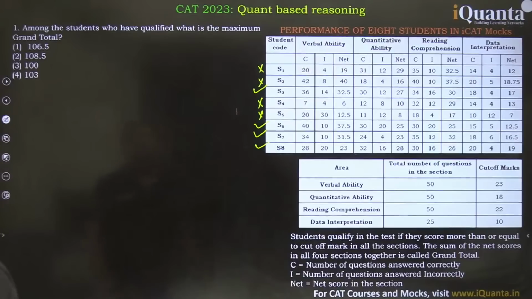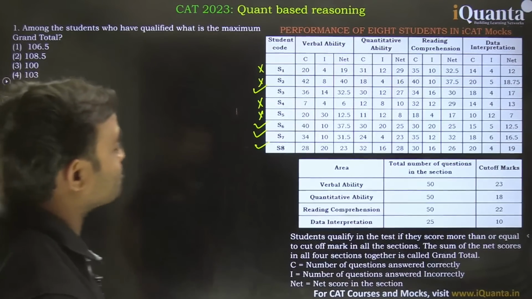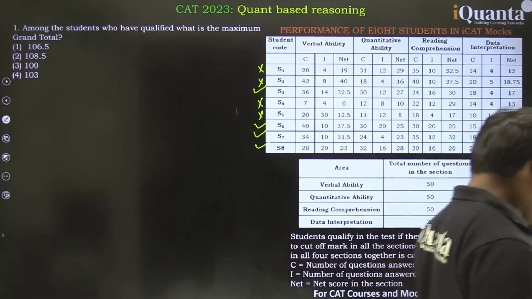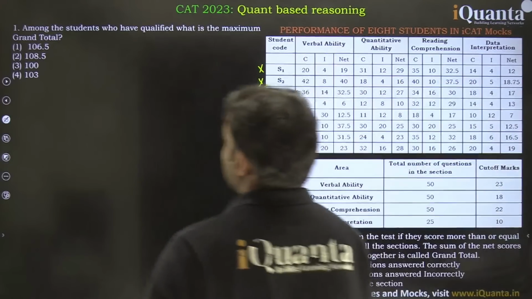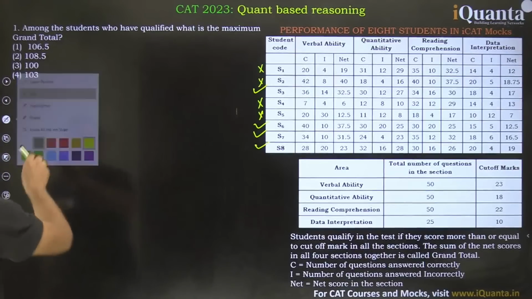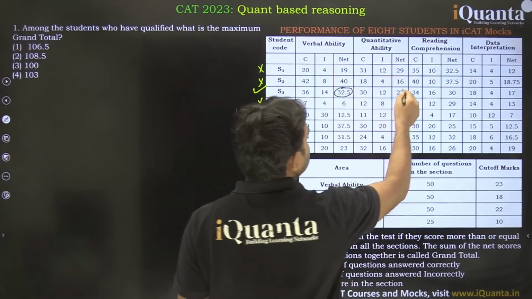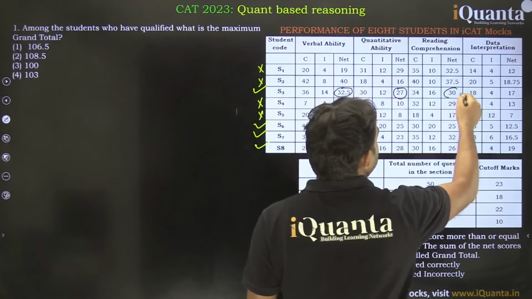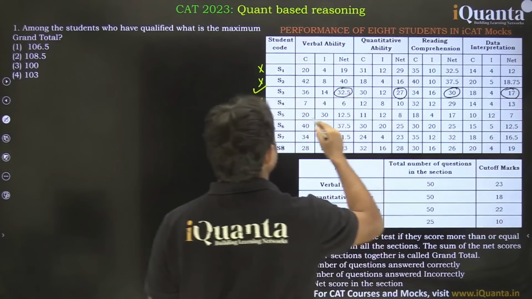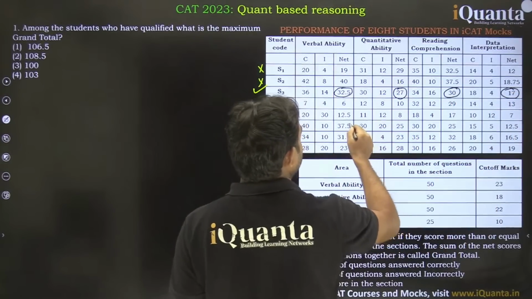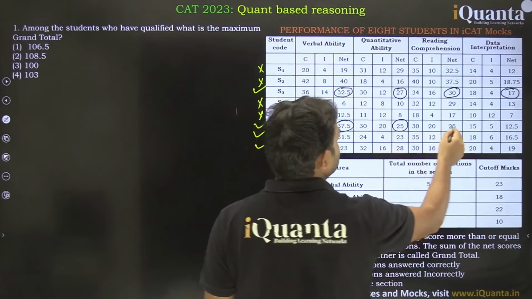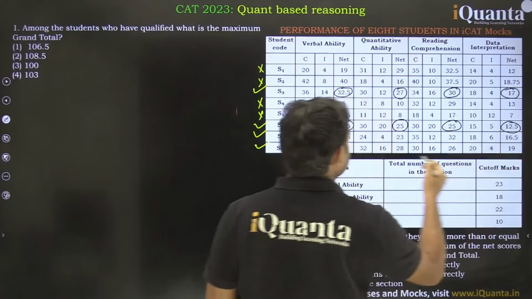Okay. Now, among the students who have qualified, what is the maximum grand total? Now you can add all those grand totals, right? You can simply add those grand totals. Can you tell me where you get that grand total? In which case do you get the maximum marks including all three sections? In which case? Tell me.